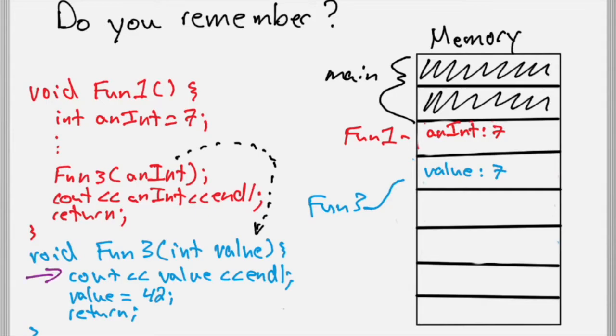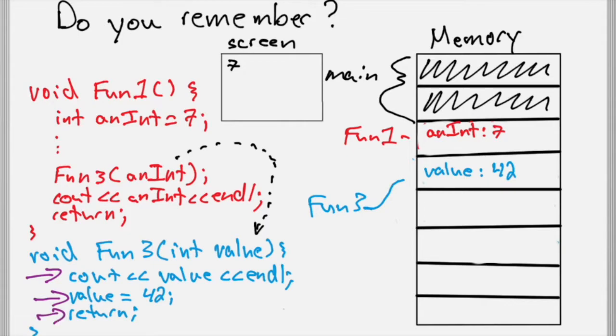Now, as we begin executing the code inside this function, we see the cout statement wherein the value stored in value is printed to the screen. So we see a 7. We go a little further and we see there's this assignment. We're trying to change the value of the variable value to 42. And we see that happen on that local variable in memory. And then we hit the return statement.